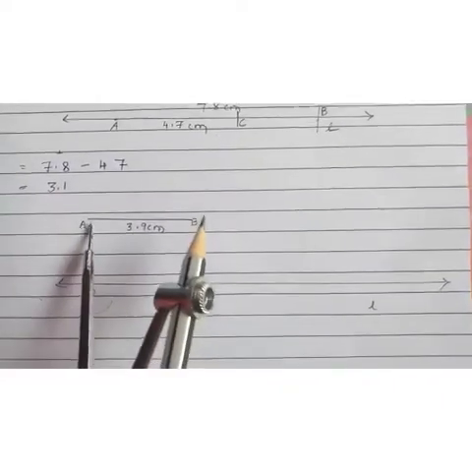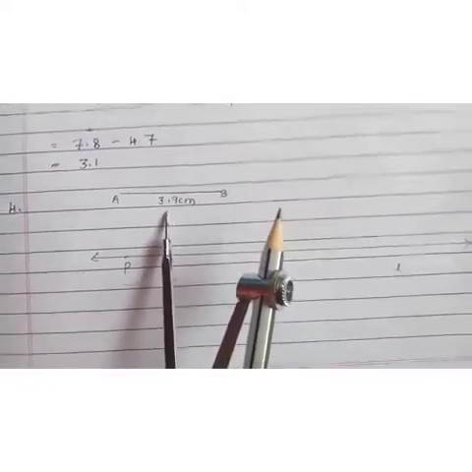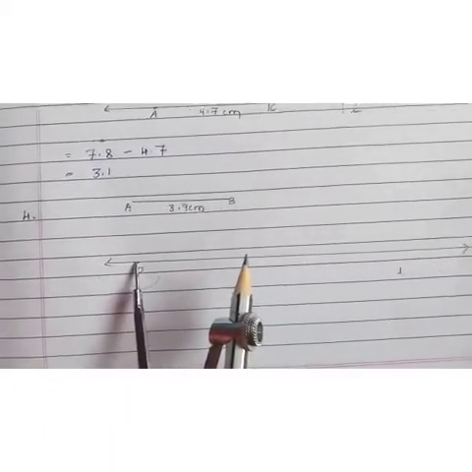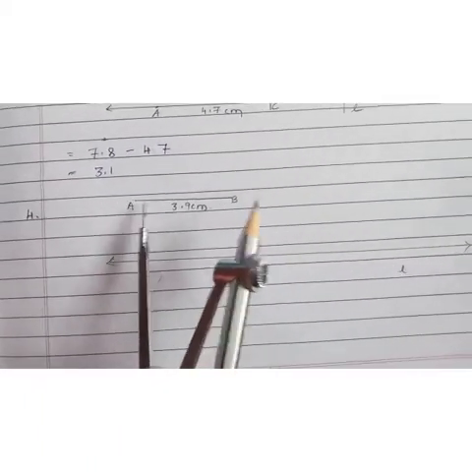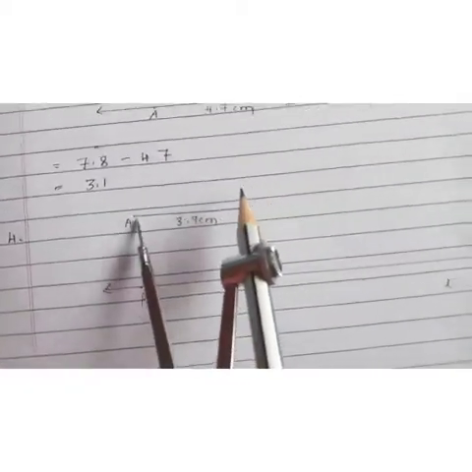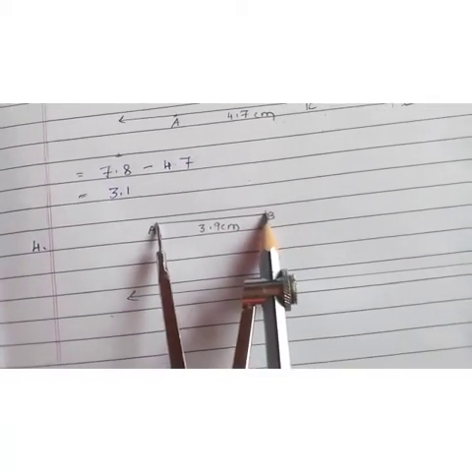So children, here I have taken AB and the length of AB is 3.9 centimeters. Now you have to construct PQ. I have marked P, I don't know Q. So it will be 2 times AB. So what is my AB? So children, I have taken the measurement, that is it should be AB, isn't it?